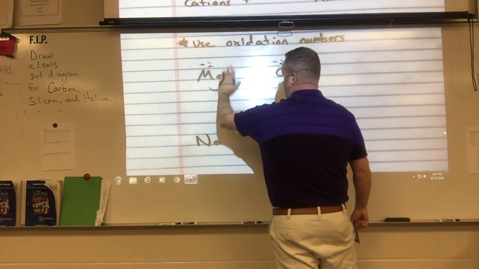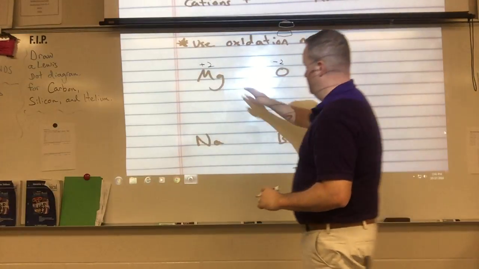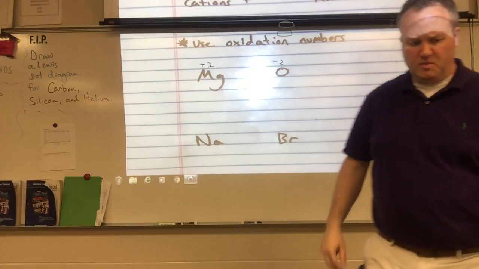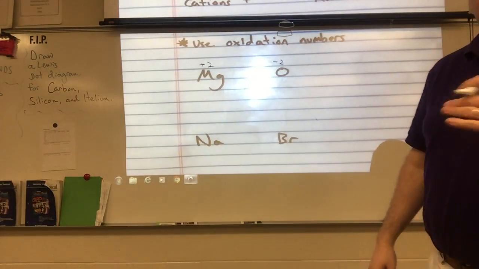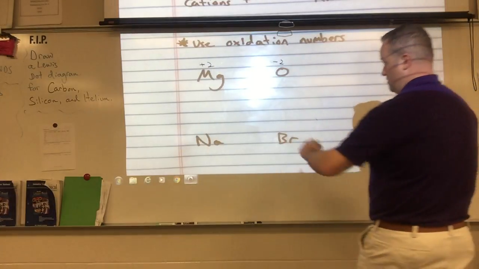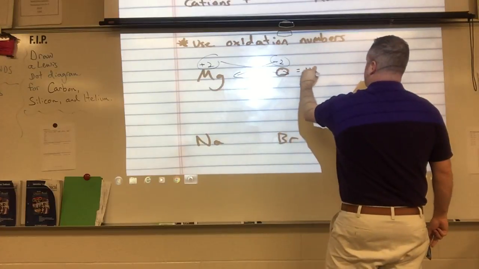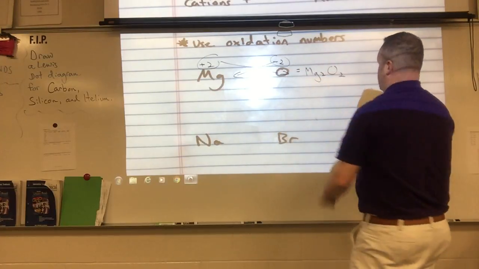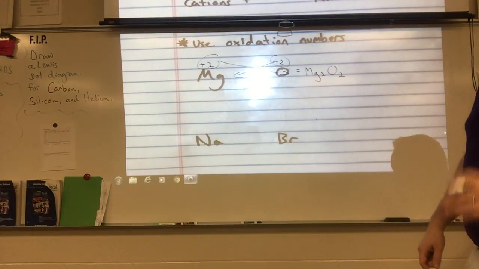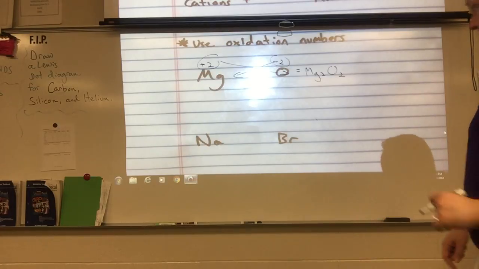Remember, metals give away all their valence electrons, so the number of valence electrons they have, that's going to be the same as their oxidation number. For the nonmetals, their oxidation number will be the same as how many more electrons they need to have a valence level of 8. We crisscross the numbers to get the chemical formula. And that becomes Mg2O2, known as magnesium oxide. Bear in mind, we do not use prefixes when naming these compounds.